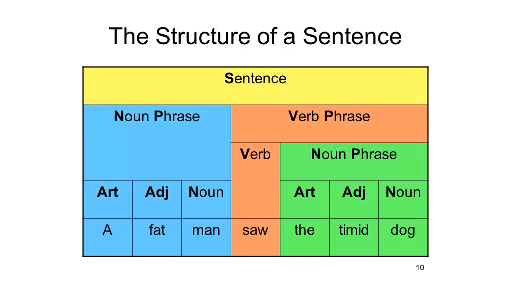A fat man saw the timid dog. Here's how the surface structure of that sentence would be analyzed in terms of a phrase structure grammar. We've got a noun phrase, a fat man, and a verb phrase consisting of a verb, saw, and another noun phrase, the timid dog. A fat man saw the timid dog.